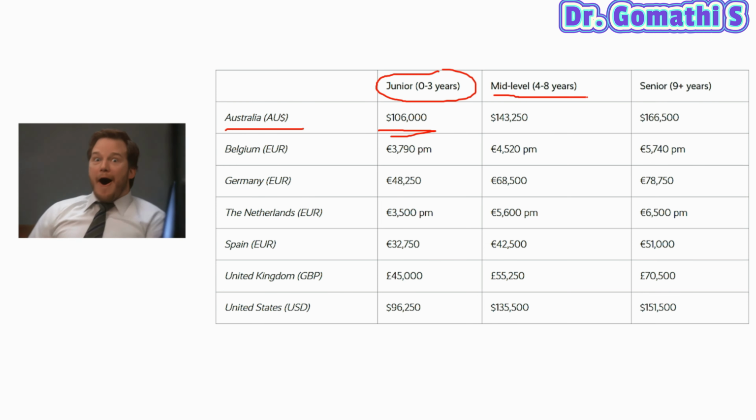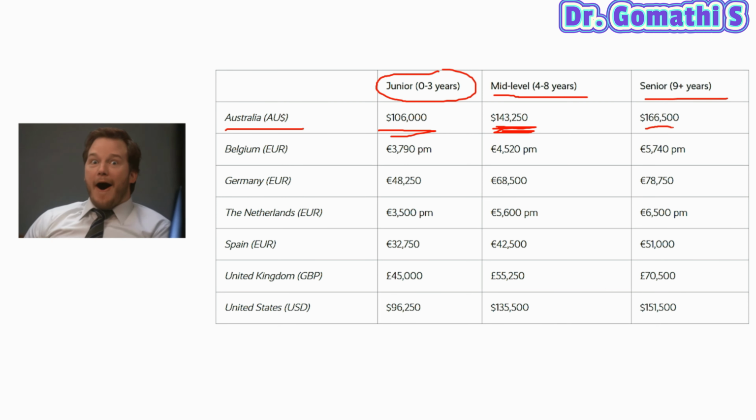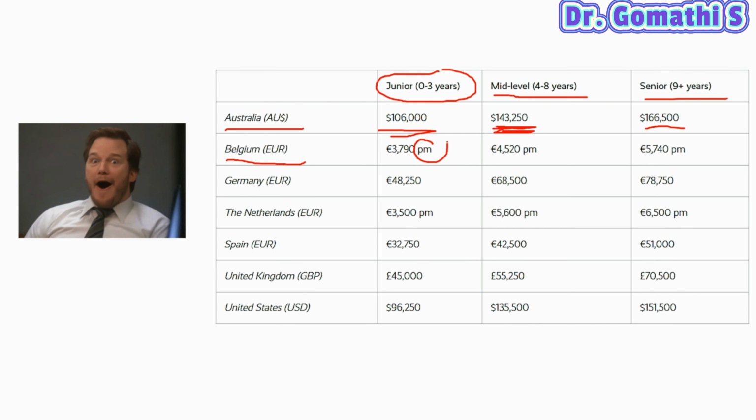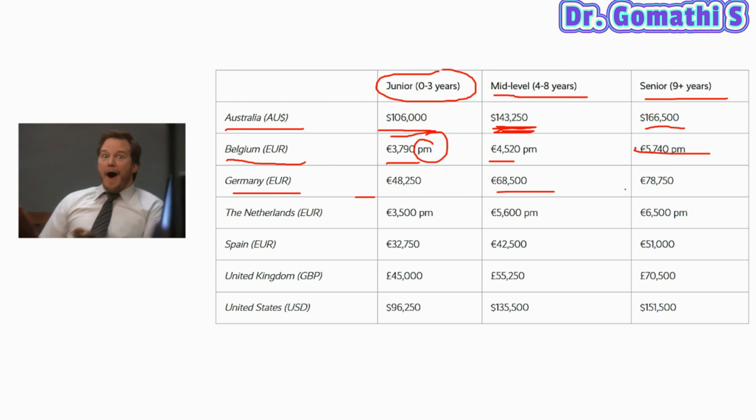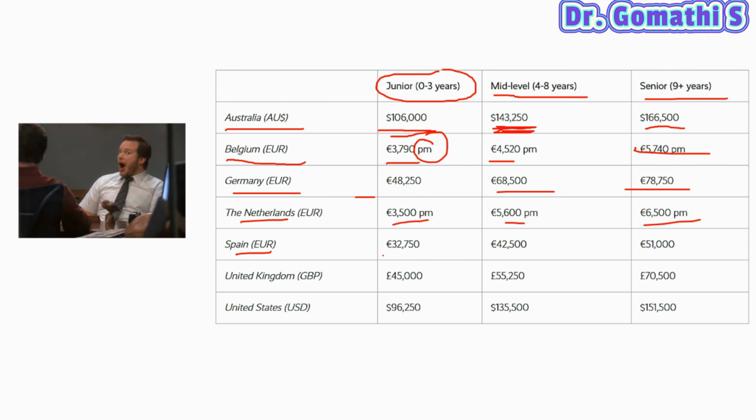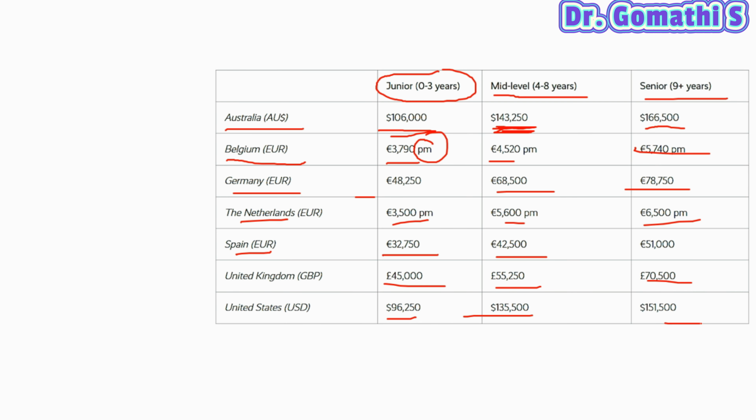And mid level, which is 4 to 8 years, they are earning nearly this many dollars, 1 lakh 43,250. And senior most, they are earning nearly 1 lakh 66,500. In Belgium, you can see PM means per month, so per month they are earning this much. And that is Germany, in euro, this much. So this is the salary of everyone working as a Business Central functional consultant under these regions.